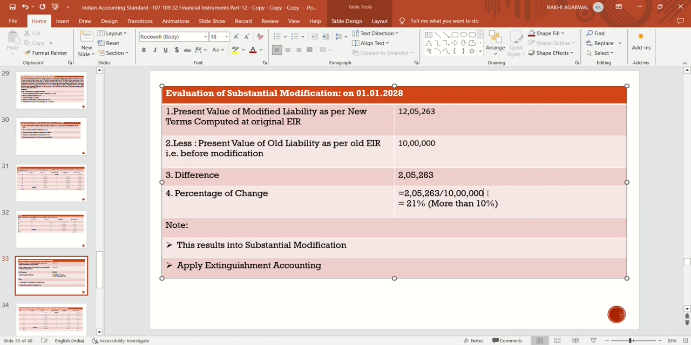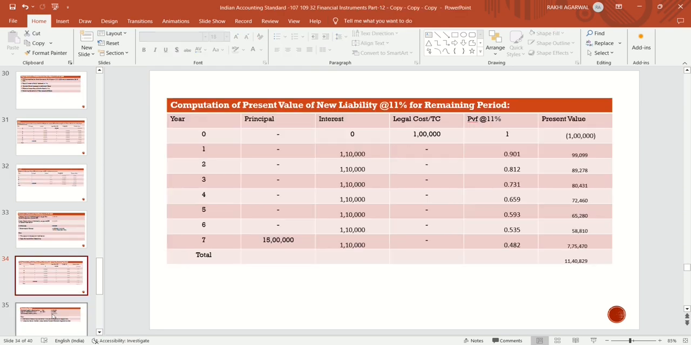Now this results in a substantial modification. So in case there is a substantial modification, then we have to apply extinguishment accounting. So computation of the present value of the new liability at the rate of 11% for the remaining period. So 0 to 7 years is the remaining period. Principal of 15 lakhs is to be paid in the 7th year. Interest is to be calculated at 11% of 10 lakhs, that is 1 lakh 10,000 every year.